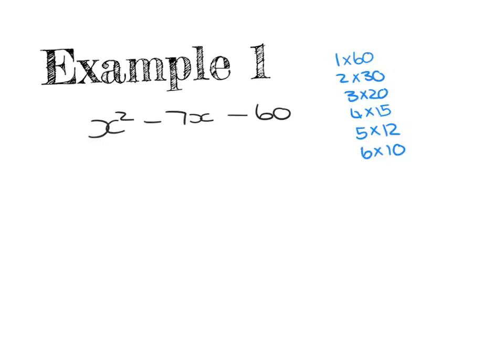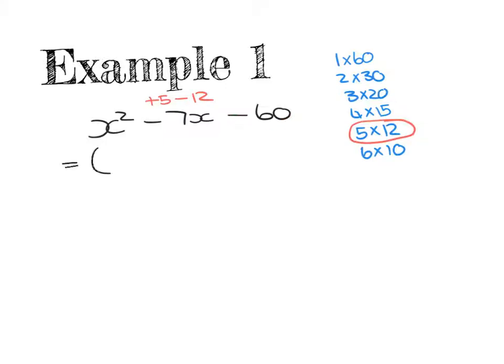Now I look at each of these little sums and I call this a little string. Now I've got to use one of these strings to get to this middle term, minus 7. And the only one that can possibly work is this one. If I say positive 5 minus 12, it will give me minus 7. And positive 5 times minus 12 gives me minus 60. So I'm good to go there.